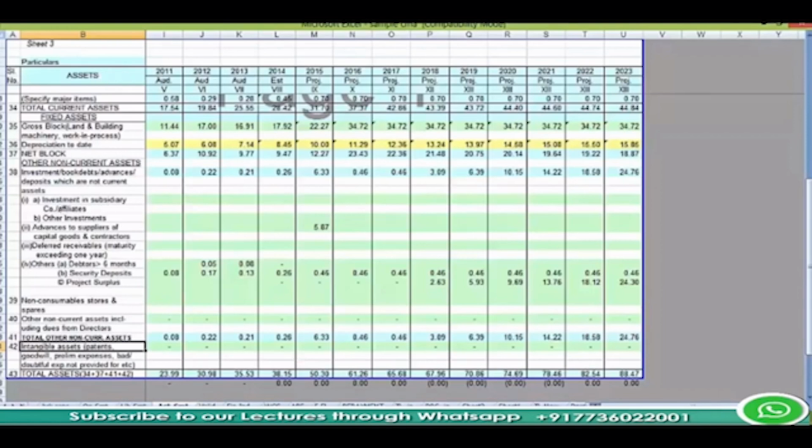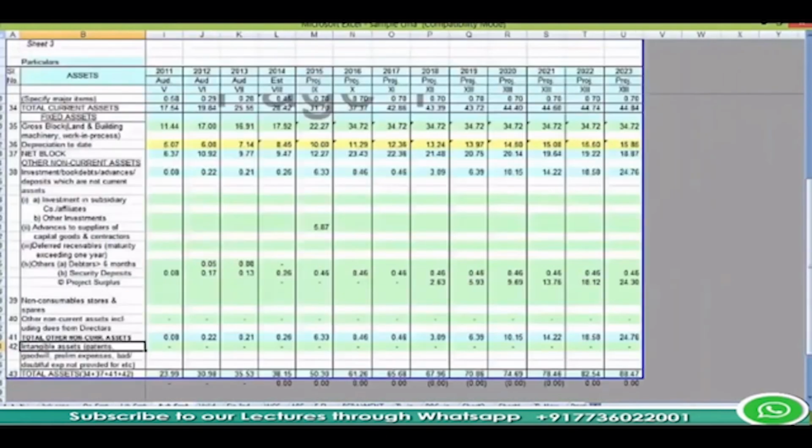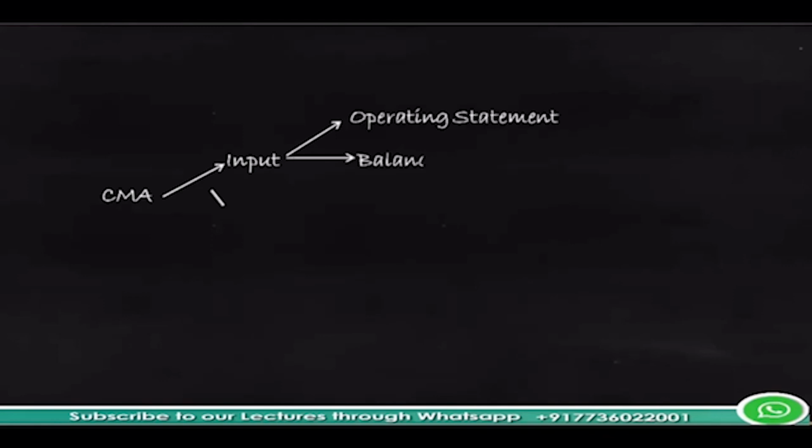So out of these various sheets, only these 3 sheets are input sheets. If we feed data into these three sheets, there will be outputs in many other sheets. Let us focus. By now you would have understood that in CMA, input has to be given from two statements: one is the operating statement and the other one is the balance sheet. Balance sheet means basically the asset statement and liability statement. But if this input is given, then that CMA would give various outputs.